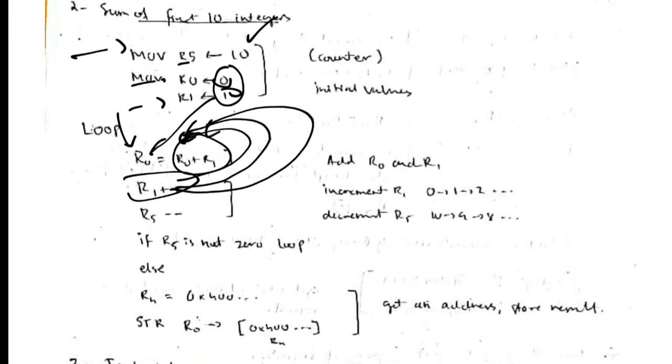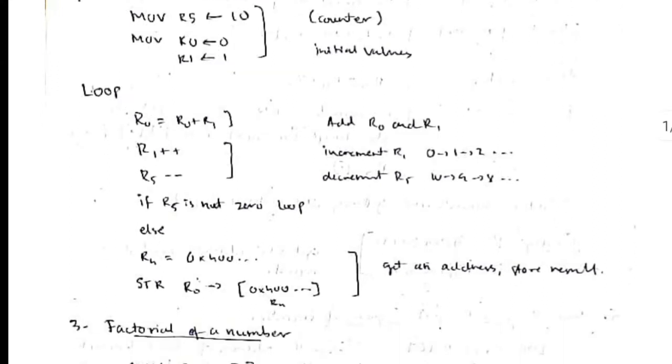How many times will we do this? We'll decrement R5 till R5 reaches 0. Then, when R5 reaches 0, get an address like R4 equal to 0400 and store the value, which is the result in R0, in that memory location.